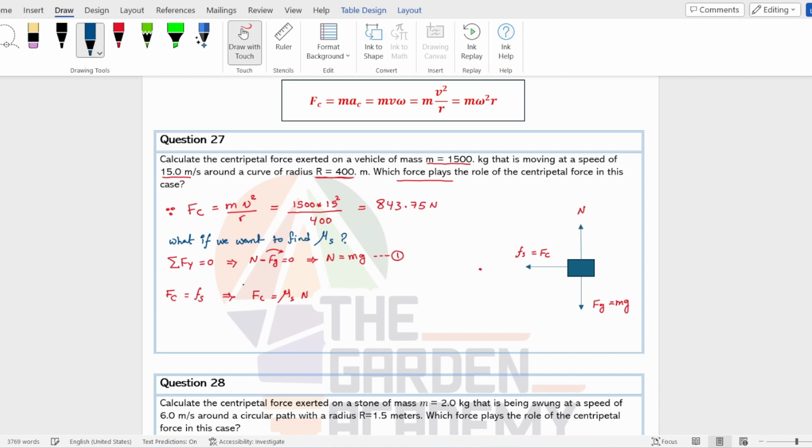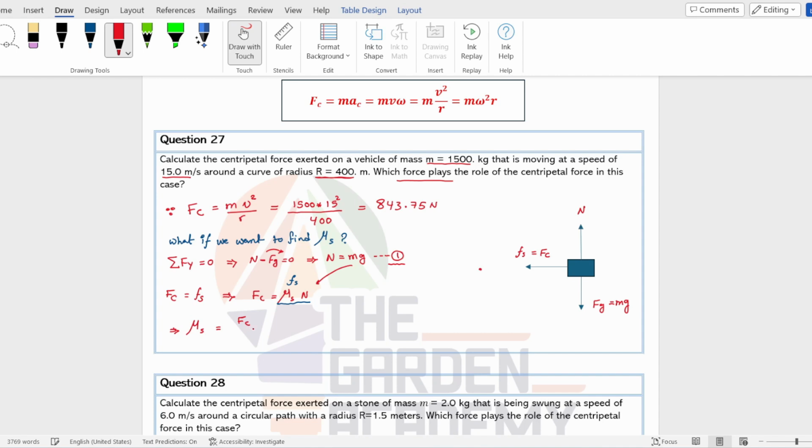Don't forget that this is the friction force. This is f sub s, static friction. طيب, now we want to find mu s. Just divide both sides by the normal force. What is the value of the normal force? Again, from equation 1, it's equal to mg. So plug in this value in this equation. So what do we get? We get that mu s is equal to, divide both sides by the normal force and then substitute the value of the normal force from equation 1.